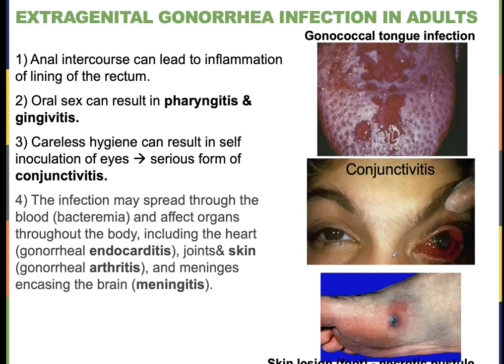In terms of extragenital gonorrheal infections, this is a mucous membrane infectious bacteria. So any mucous membrane is sort of fair game. So we have anal intercourse leading to inflammation of the rectum. Pharyngitis and gingivitis are possible here. We also have conjunctivitis possible here. And then if it does spread through the body, then it can affect other organs. So we have the heart, we have the skin, we have arthritis, which is the joints, and then we have meningitis, which is really dangerous.